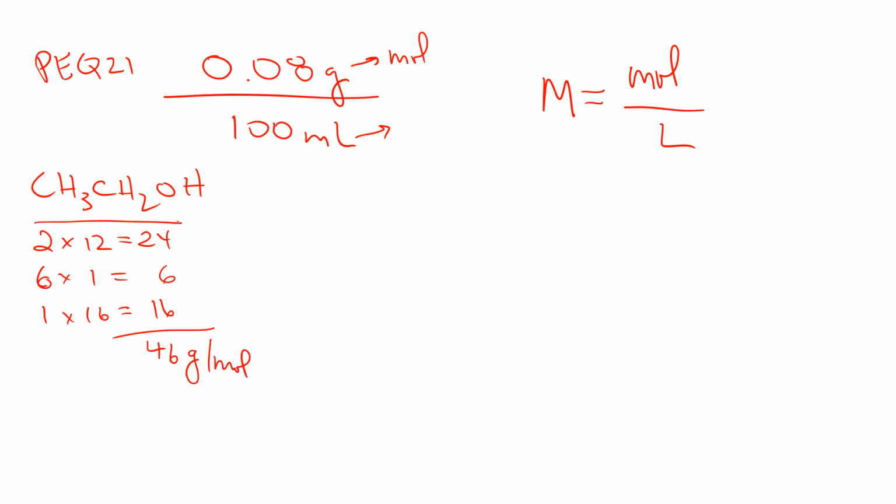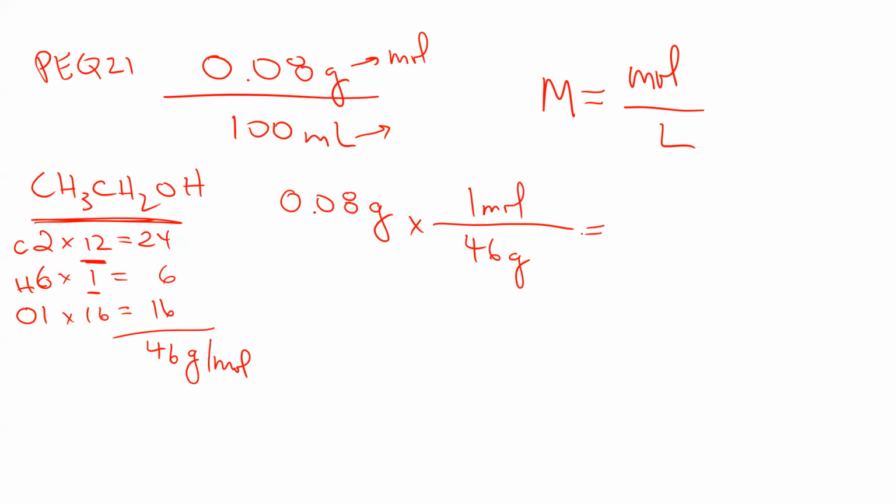In the question, they gave you the formula of ethanol, so we just want to be able to look up my carbon, my hydrogen, my oxygen. So if I've got 0.08 grams, I'm just going to convert that to moles. I know for 1 mole of ethanol, I have to have 46 grams of ethanol. So 0.08 divided by 46 gives 0.0017 moles of ethanol.